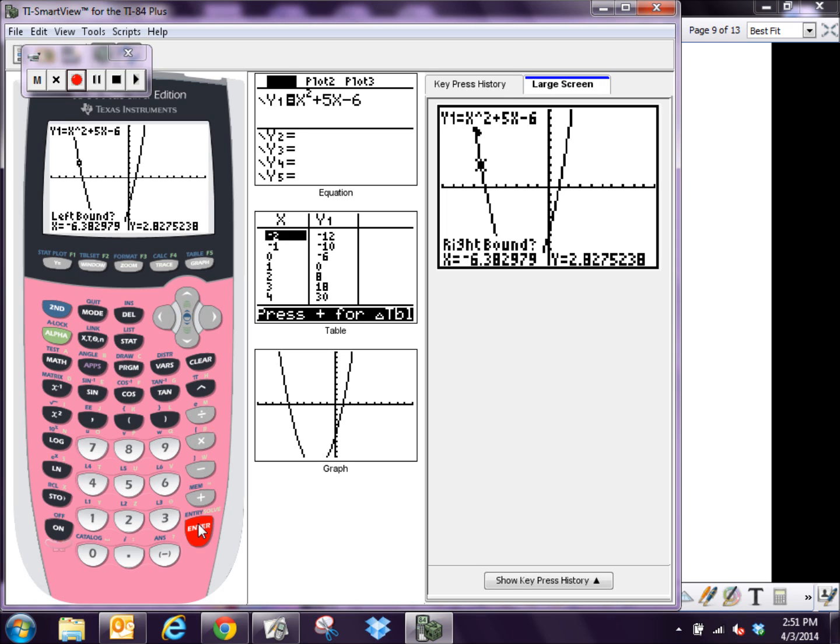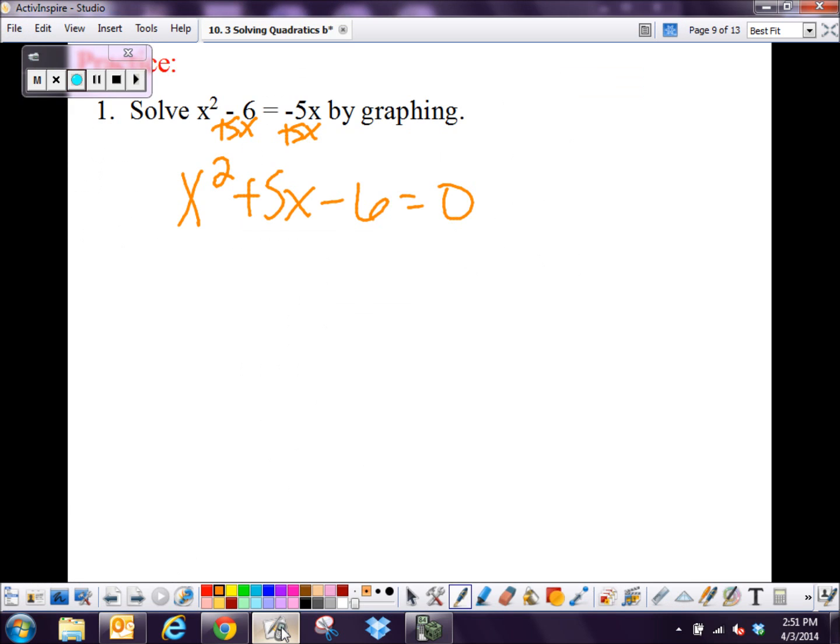So I'm going to press enter when I get it to the left of that, and then I'm going to go to the right of it and hit enter, and I'm going to hit enter again, and it is actually at -6. So x equals -6 is my first answer.